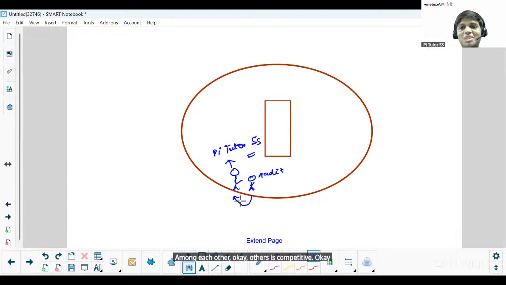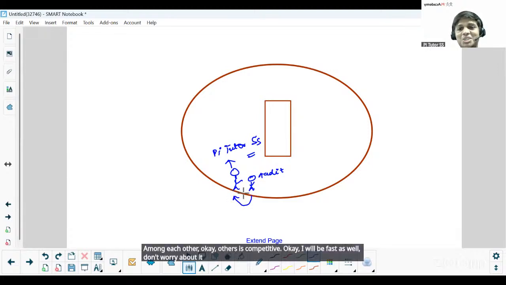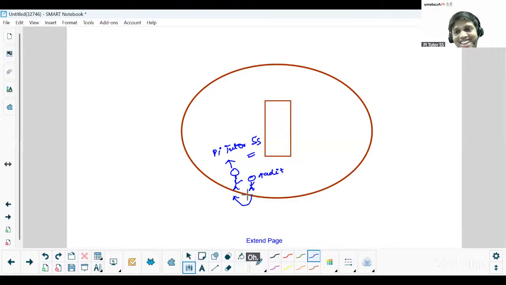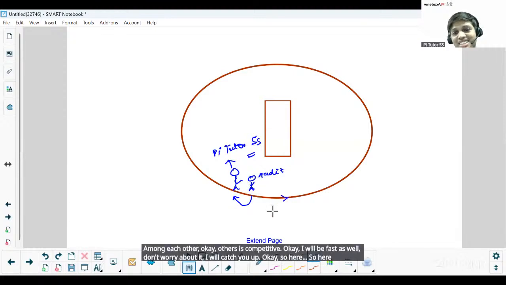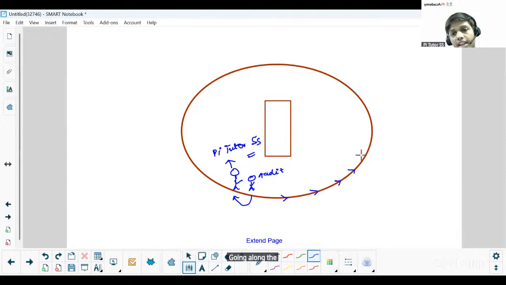Okay, I will be fast as well. Don't worry about it, I will catch you up. So here, as you can see, we both are going along the length of the boundary.